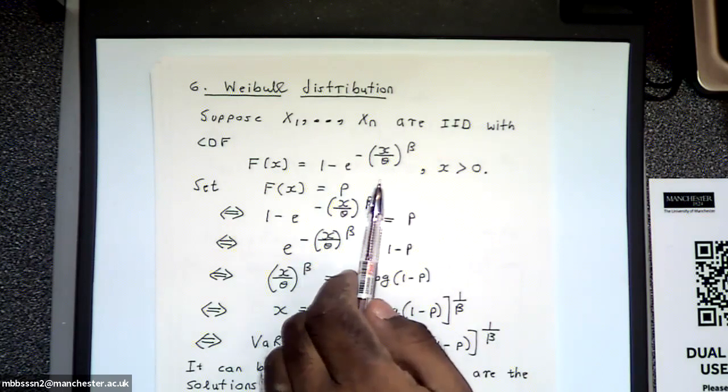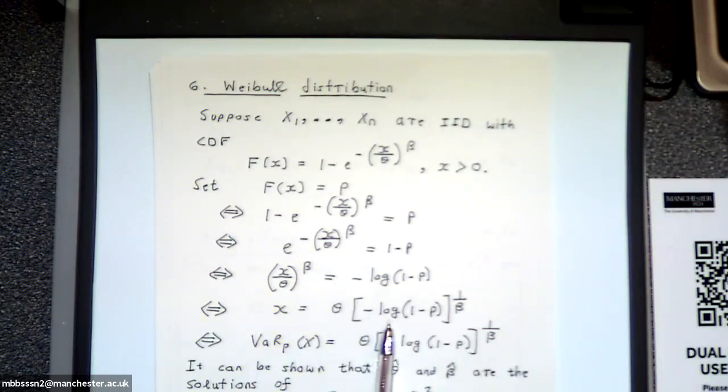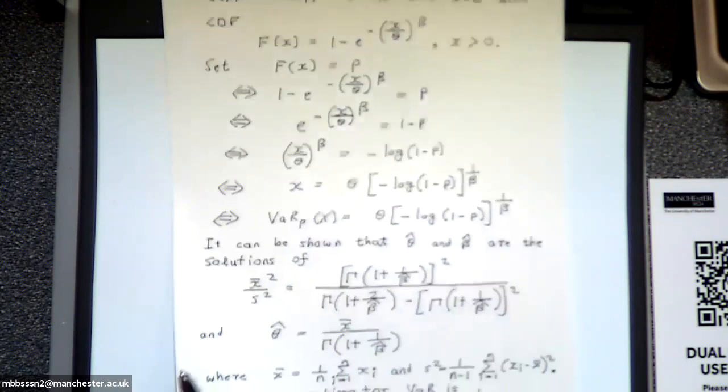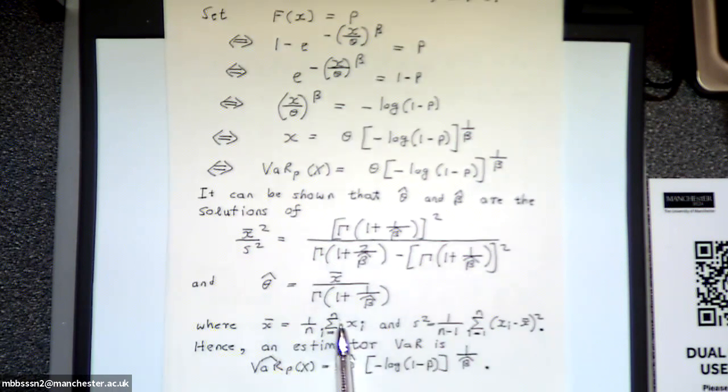so this is the CDF of the Weibull. Now setting this equal to P and solving for X, this is what you get. So this is your formula for VaR. Now there are two parameters, theta and beta. It can be shown that the estimators theta hat and beta hat satisfy these two equations, where X bar is the sample mean and S squared is the sample variance, right? So hence the estimator for VaR is given by this. So these are the six parametric estimation methods for value at risk.